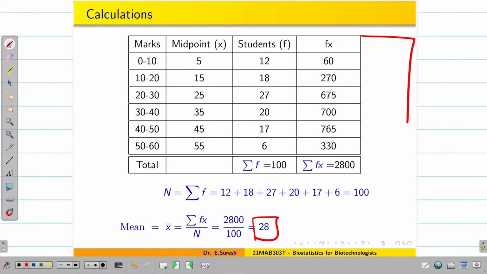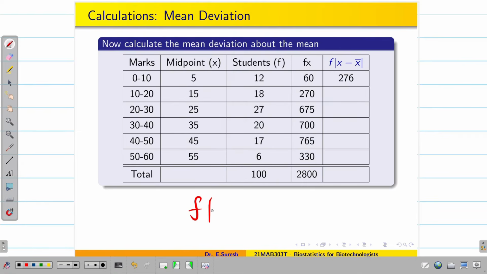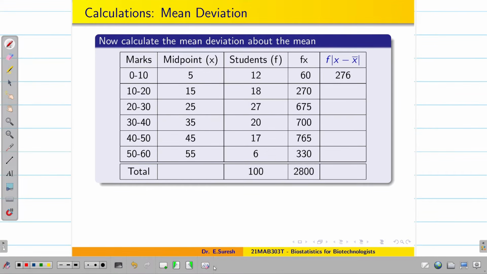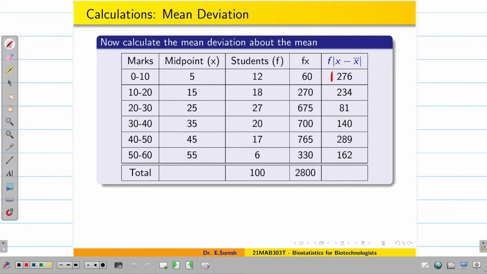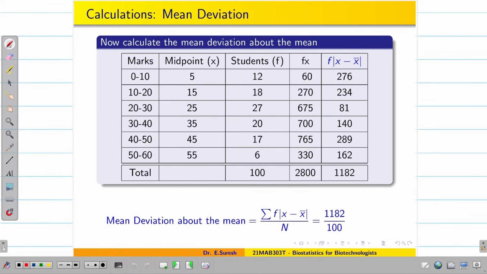Next we have to add one more column here to find f into modulus of x minus x bar. I am telling you again, in the calculator find x minus 28 into f and you just fill the table, because there may be some chances that my x value is less than 28. For example, for 5, 15, 25 you get negative. But while filling the table, at the end you have to make this positive. Write everything as plus, otherwise you lose your marks. And then write the mean deviation about the mean, adding the sum and dividing by capital N.